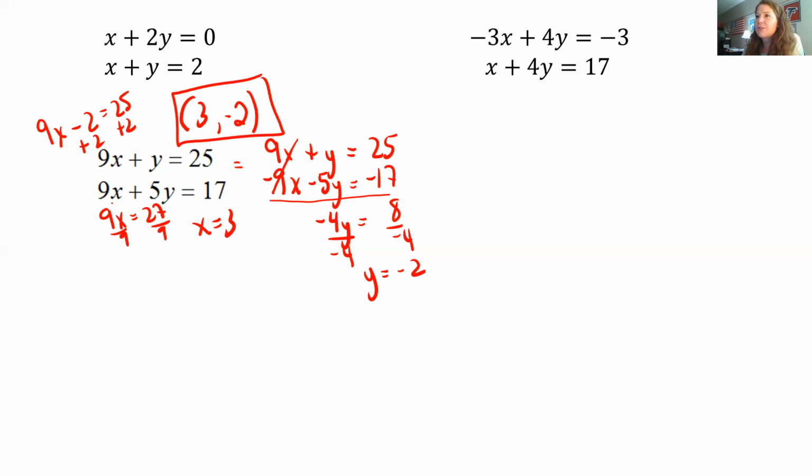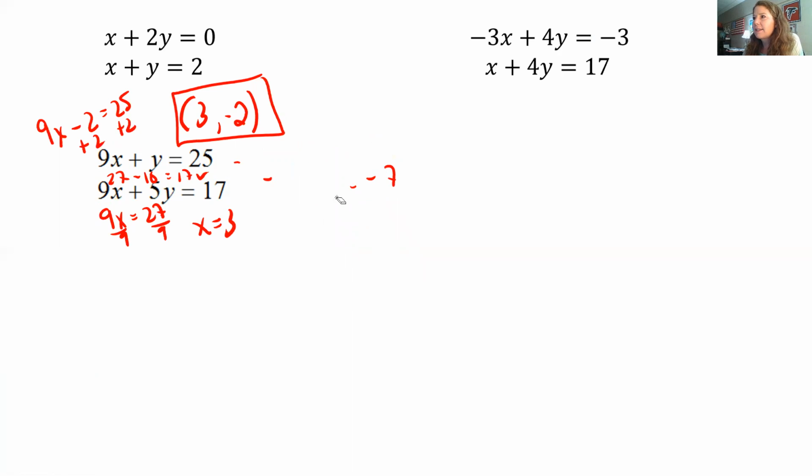Okay, double check your answer. 3 times 9 is 27. 5 times y is -10. Does 27 minus 10 equal 17? It sure does. So I know I'm right. All right, let's see what's next.